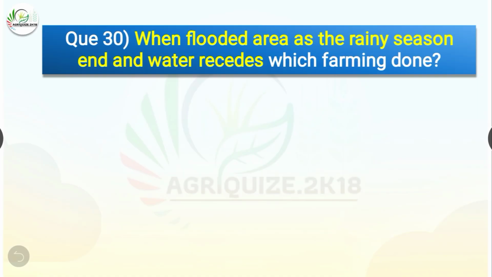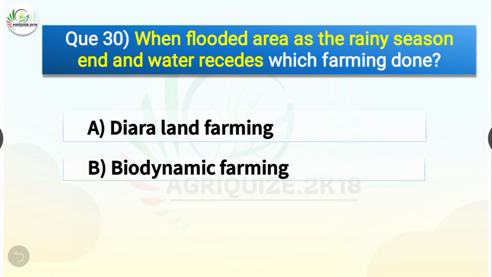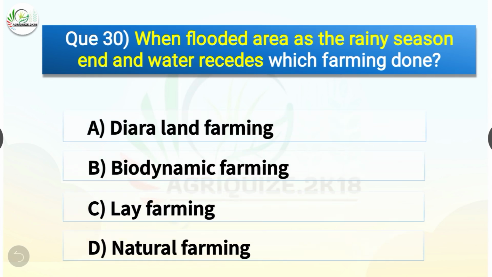Question number 30. When flooded area as the rainy season ends and water recedes, which farming is done? The options are daira land farming, biodynamic farming, lay farming or natural farming. The correct answer is option A, daira land farming. So when flooded area as the rainy season ends and water recedes, which farming is done? It is daira land farming.